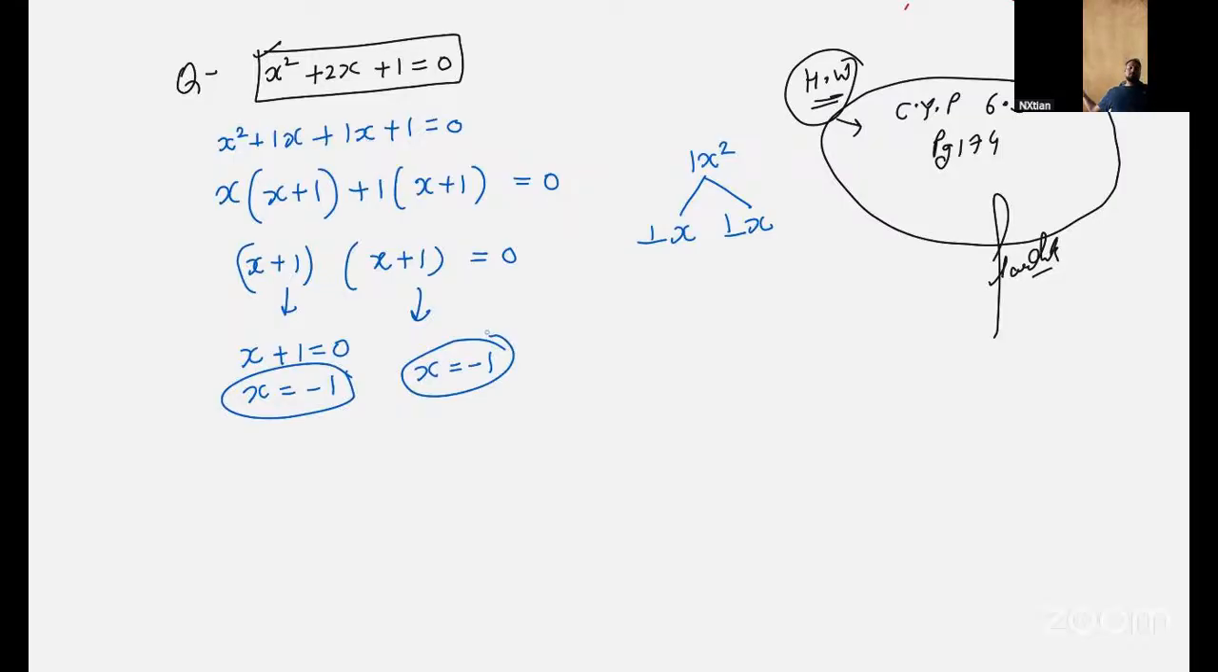Reena, you got it? Can I tell you how to verify it? You have to verify that you are getting LHS equals RHS or not. You have to put the value into this equation.